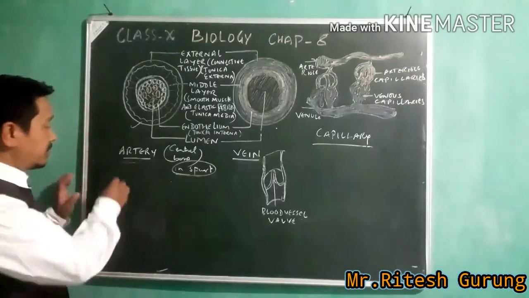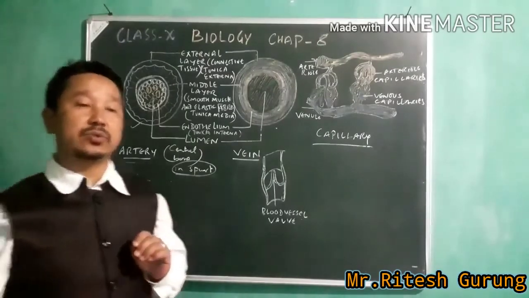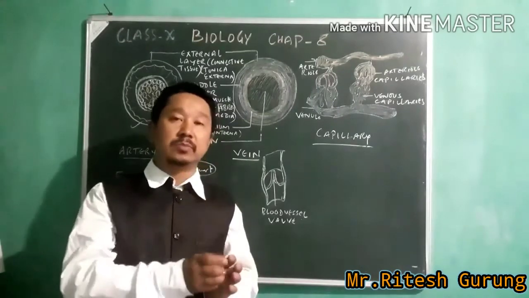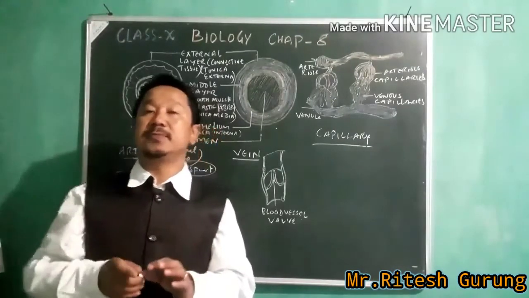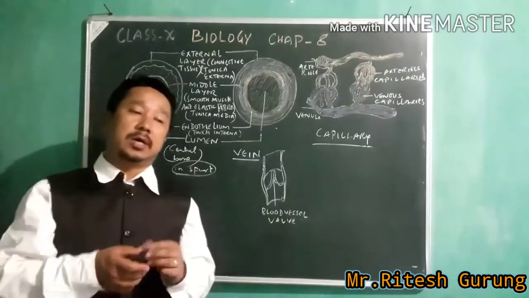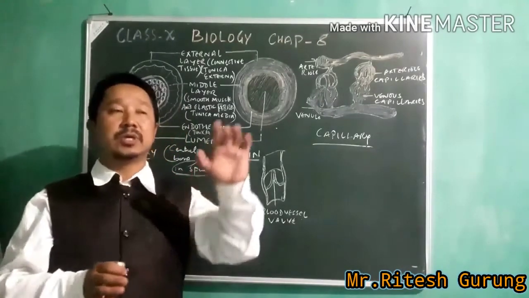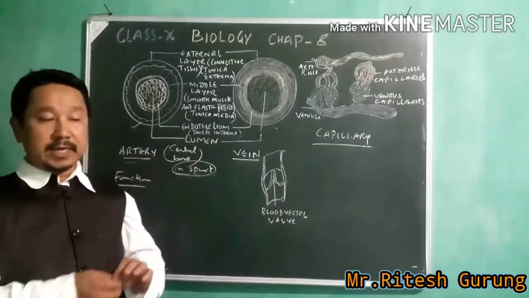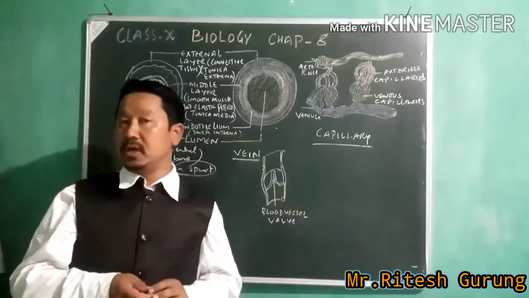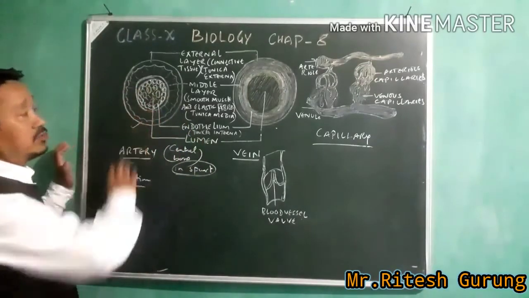And the function, as we discussed in the last session also, the function of artery is to allow the blood to flow away from the heart to the different parts of the body. That means the function of artery is to distribute the blood from the heart to the different parts of the body. It carries the blood away from the heart, away meaning to the different parts of the body. That's the function of artery. The structure of this artery is given here.